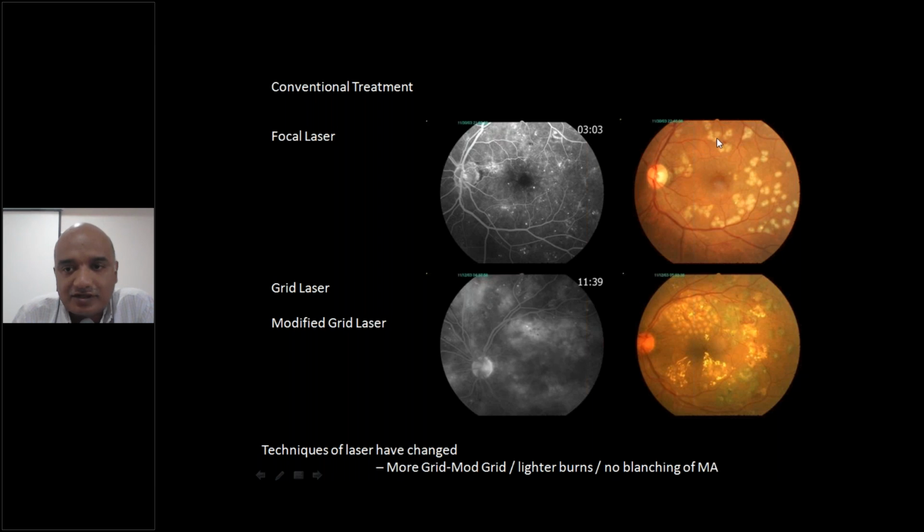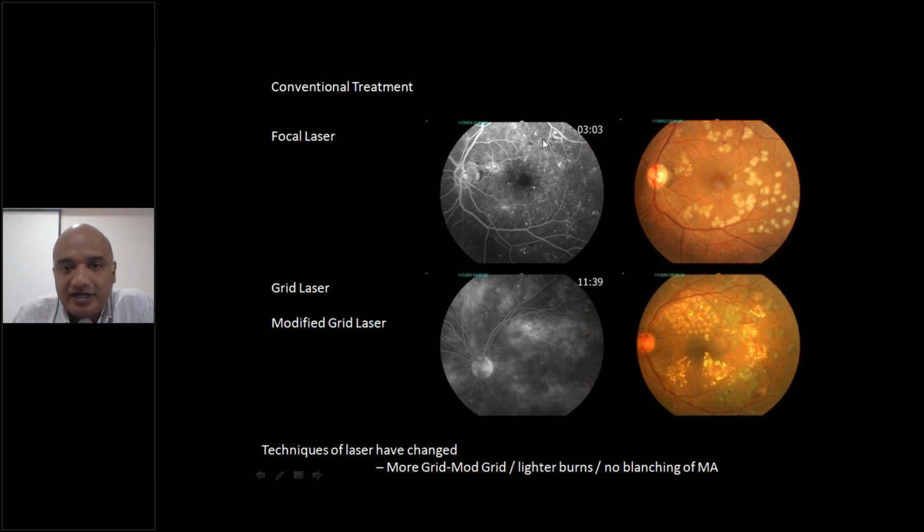So these are all laser spots. Wherever microaneurysms are there more, you give laser spots. That means wherever you are seeing microaneurysms on fundus fluorescein angiography, you are identifying those areas and shooting those areas with laser. You are burning those areas. So that is called focal laser.